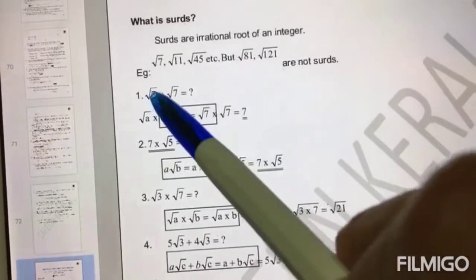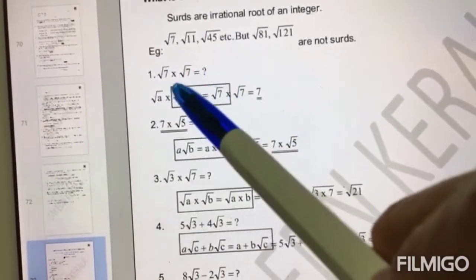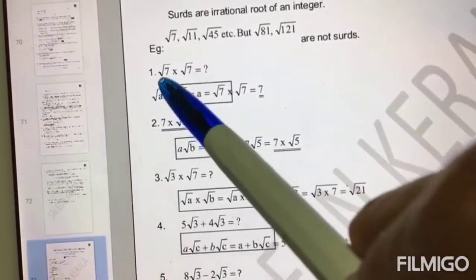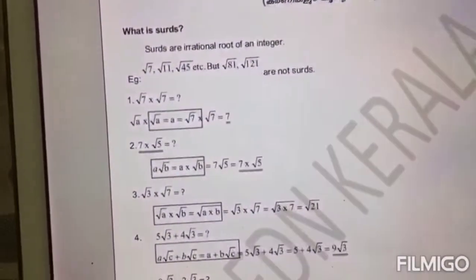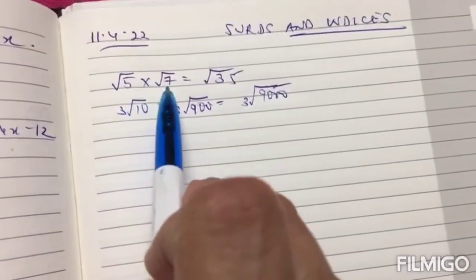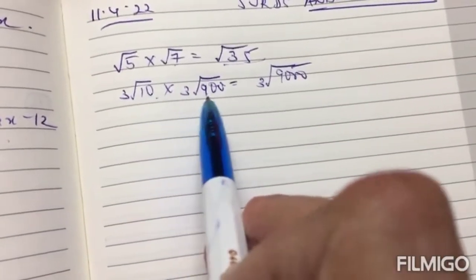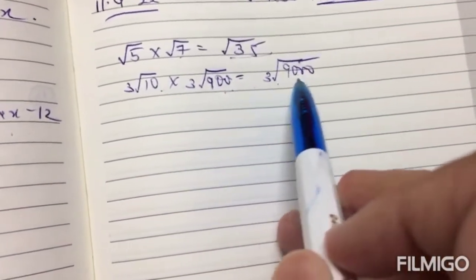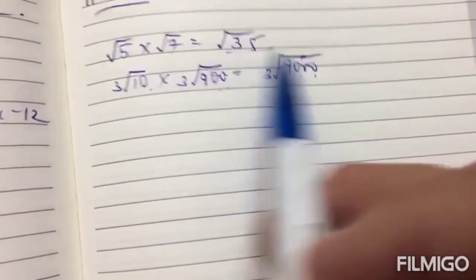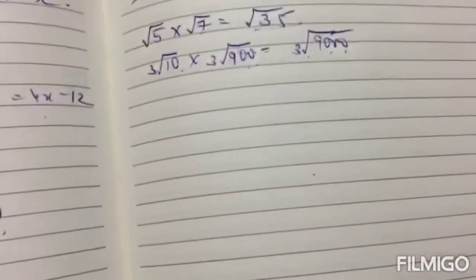Understood? So when you're given two numbers like this for multiplication under square or cube roots, you can directly multiply them. For example, square root of 5 into square root of 7 is what? Square root of 35. Cube root of 10 into cube root of 900 is equal to cube root of 9000. So you can directly multiply what is there under these terms.